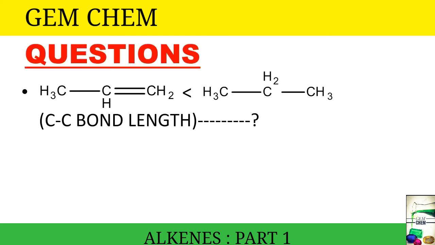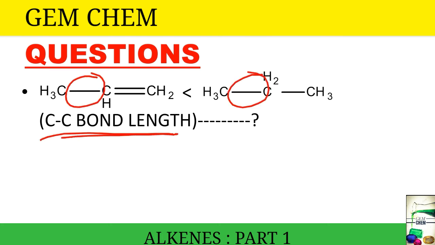Now see, we will discuss two questions based on the facts which we have learned. Now this question tells that the C-C bond length, this bond length, is greater in this alkane, whereas it is lesser in this alkene. So why this is so, we have to understand.